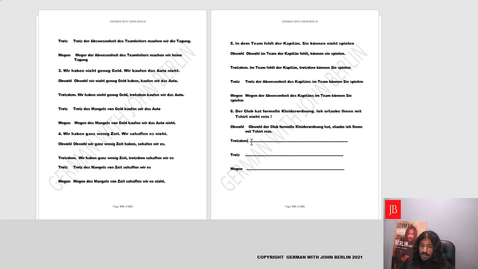Yes. So machen wir doch einen Satz mit trotzdem und widersprechen. Widersprechen is to contradict. Widersprechen wir die Folge. We'll be contradicting the consequence. So let's write here. Der Club hat formelle Kleiderordnung.